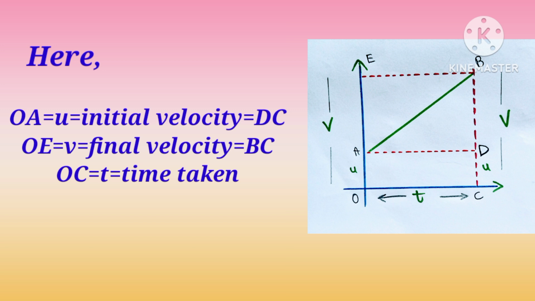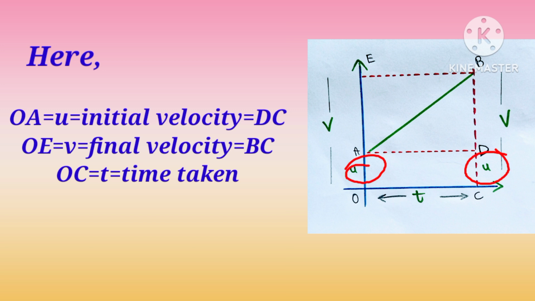So we will be doing this by the graphical method. First equation of motion. Consider an object moving in a straight line with uniform velocity u. Here you can observe that the object has not started from its origin. We can see that the velocity time graph has not started from the origin. It has started from point A, which is not the origin.